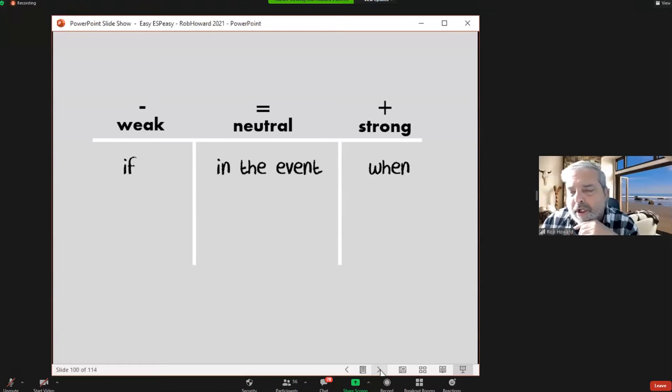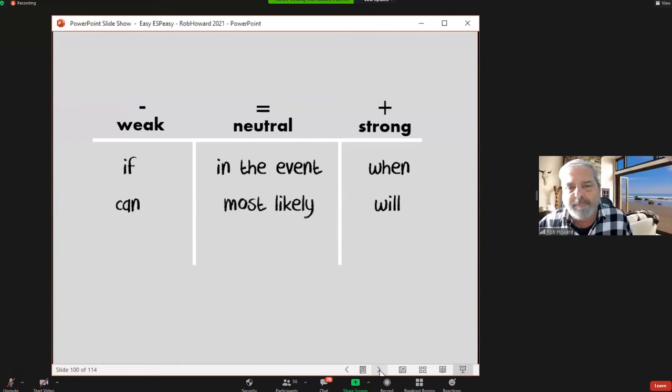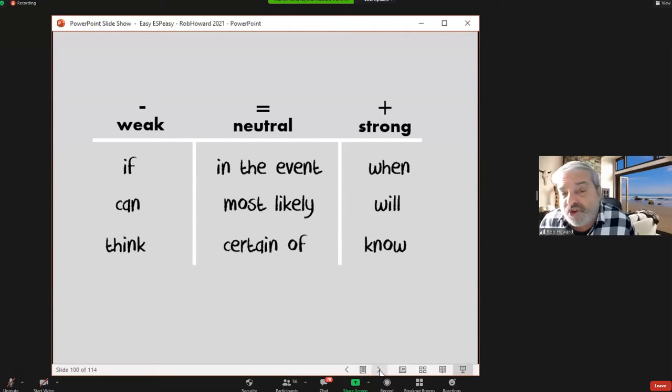And then while we're working on it, let's come up with something neutral. Like in the event. Usually these will be phrases. Give you a few more examples. Can is a weak word. Will, much stronger. Most likely, neutral. Think, know, certain of. Now, there's times if I'm talking to somebody and I'm talking to them about their project, well, if we can get your project done on time, maybe we can get it to you by the deadline.